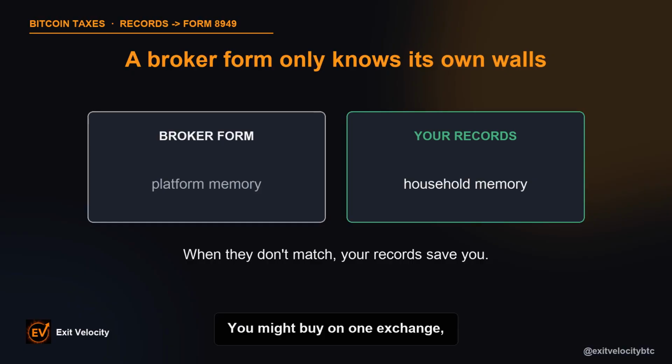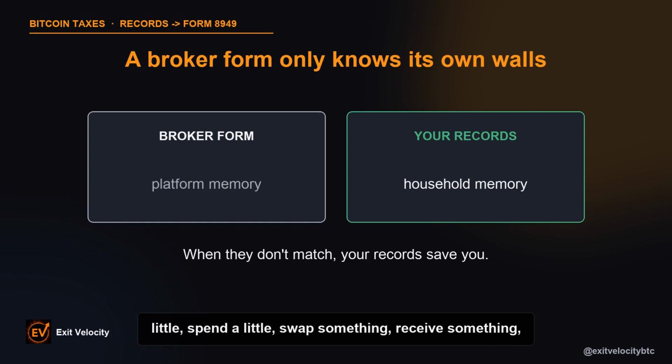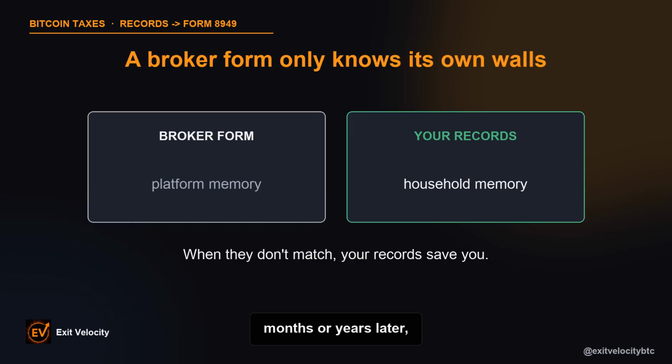You might buy on one exchange, withdraw to cold storage, move coins between wallets, send some back to another platform, sell a little, spend a little, swap something, receive something, consolidate UTXOs, change wallets, change exchanges, and then months or years later, a tax form appears. The form may show what happened on that platform. It may show proceeds. It may show a date. It may show an asset. It may show a quantity. It may show basis in some cases, but it does not magically know the full history of your coins if that history happened outside the broker's walls.